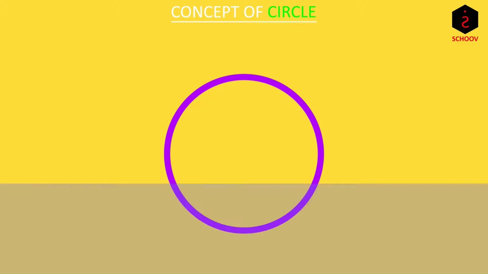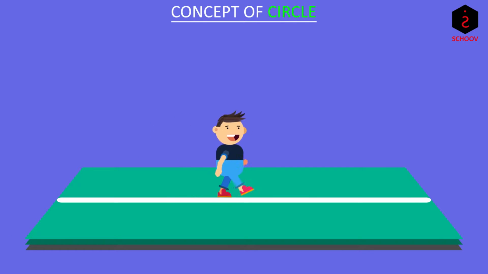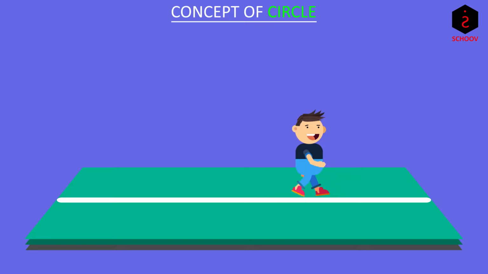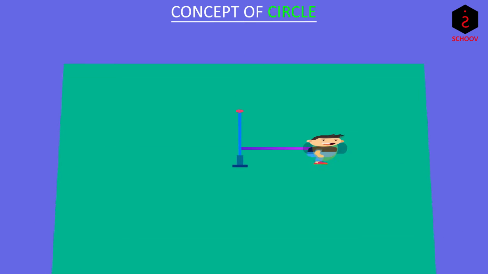Let's try and understand. Now suppose you are walking on a straight line. Nobody can stop you. You can keep walking as long as you want. But if I tie you to a pole using a rope, you can only walk to a fixed distance, equal to the length of the rope. But obviously you can move in any direction. So you can move in 1, you can move in 2, you can move in 3. Any direction you want. But you cannot go beyond the length of the rope.